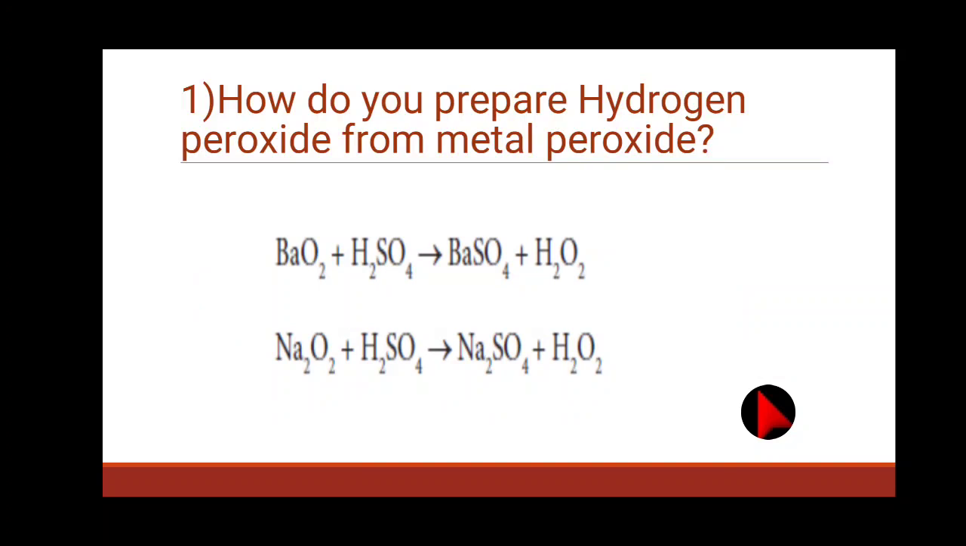Barium peroxide reacts with sulfuric acid. They give barium sulfate and hydrogen peroxide. Another equation: sodium peroxide is treated with sulfuric acid. They give sodium sulfate, Na2SO4, and hydrogen peroxide.